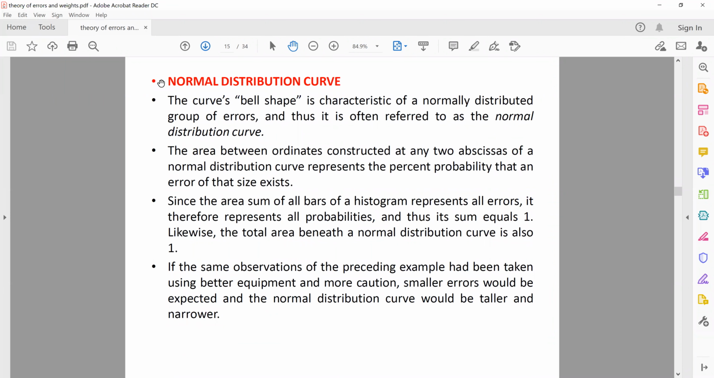So some facts about the normal distribution curve. So the curve's bell shape is characteristic of a normally distributed group of errors, and thus it is often referred to as normal distribution curve. The area between ordinates constructed at any two abscissas of a normal distribution curve represent the percent probability that an error of that size exists, something that we just discussed. Since the area sum of all bars of histogram represent all errors, it therefore represents all probabilities, and thus its sum equals 1. So likewise, the total area beneath a normal distribution curve is also equal to 1.